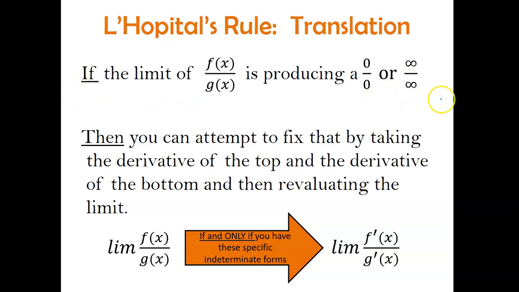This is an if: your limit is producing one of these two indeterminate forms, not just any indeterminate form, but these two. Then we can attempt to fix that by taking the derivative of the top and the derivative of the bottom and then reevaluating the limit. But again, if and only if you have one of these two specific indeterminate forms. If you do not have a 0 over 0 or an infinity over infinity, you may not apply L'Hopital. Could it happen that you stumble on a correct answer? Yes. Would you get any credit for it? No. If you are L'Hopitaling at an inappropriate time, you will not get any credit for it at all.